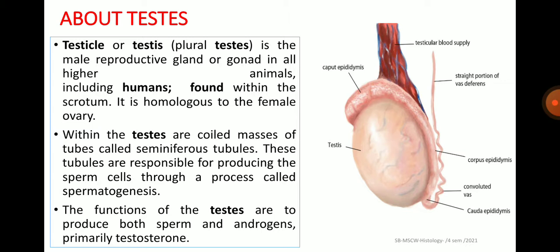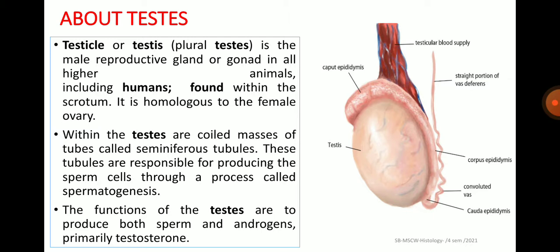These are found within the scrotum, and in fact the scrotum provides a temperature slightly lower than that of the body, as required for viable sperm production. Fine. The duct system comprises the epididymis, which hugs the external surface of the testis and serves as a site for sperm maturation and storage.